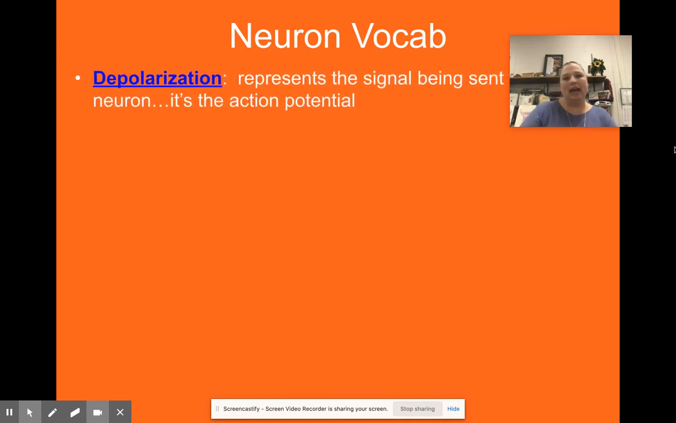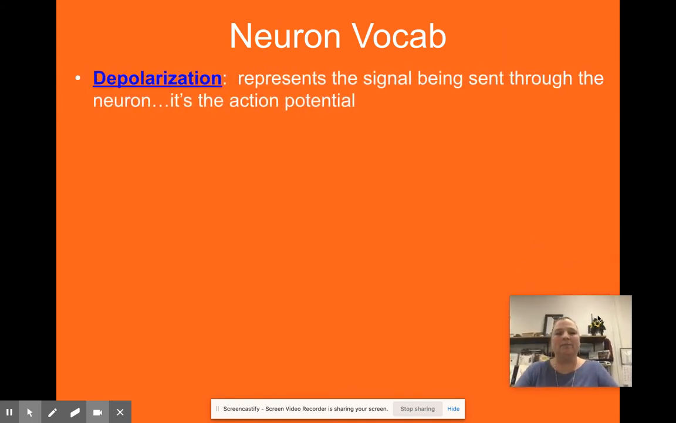Okay, some vocab for you. First of all, we have depolarization. This represents the signal being sent through the neuron, and it is the action potential. So basically, depolarization means that the action has happened. There's action through the neuron. Okay?